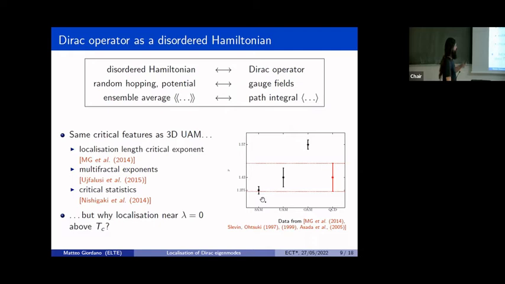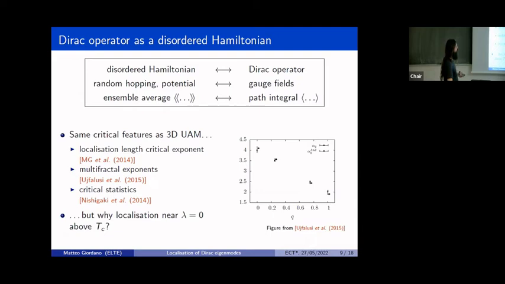But that's not the only thing. One can look also at multifractal exponents at the transition, whatever those things are. But those have been measured already in the Anderson model. And we check them in QCD. And again, they match quite nicely. Then one can look at what the critical statistics are, that I mentioned, that the mobility edge, what that is. Again, it matches the one in the unitary Anderson model. So it's pretty clear that the criticality is the same as in the unitary Anderson model.